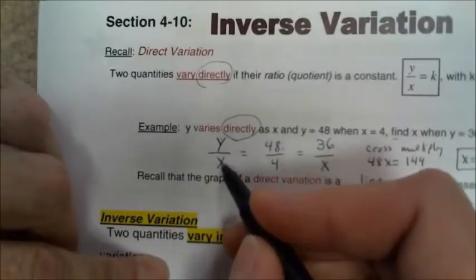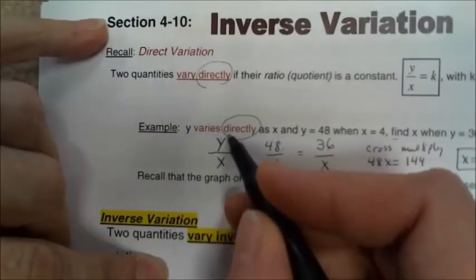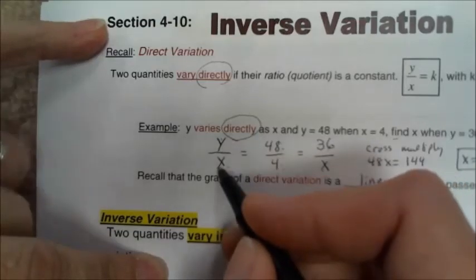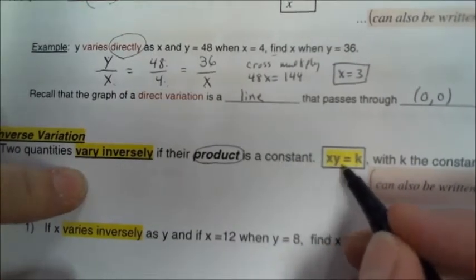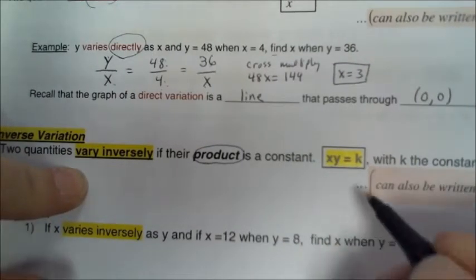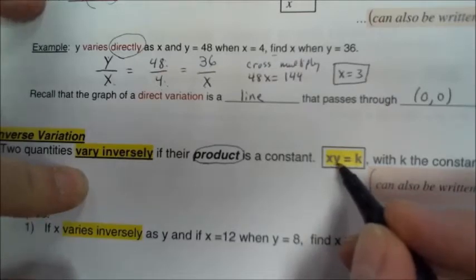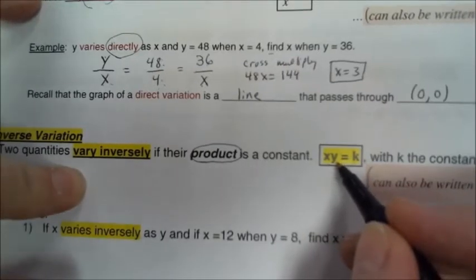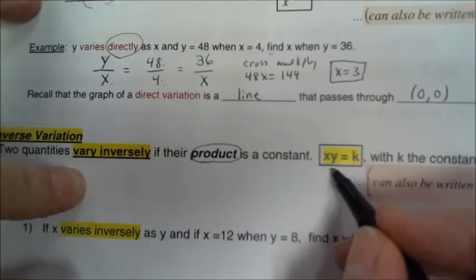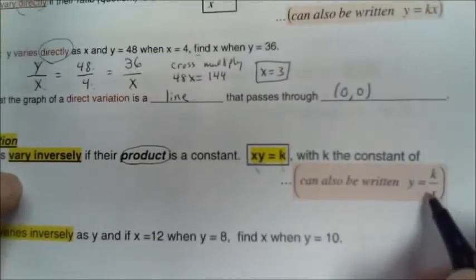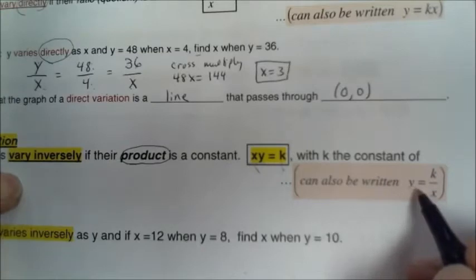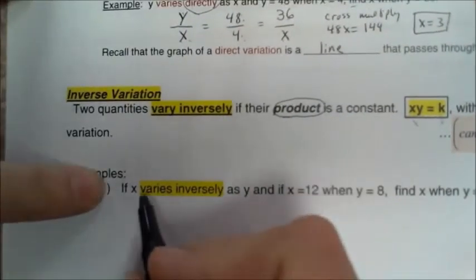Direct means divide, directly, divide. They both start with a d. So direct variation is this, inverse variation is this, x times y is k. And if you wanted to solve this for y, like if you wanted to put this in your graphing calculator, you can divide both sides by x. So that is written as y equals k over x, if you want to rewrite it, like to put it in your calculator. So these examples go like this.